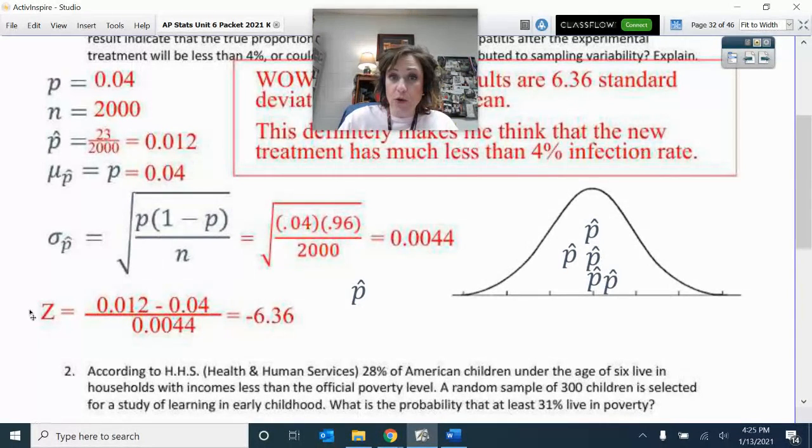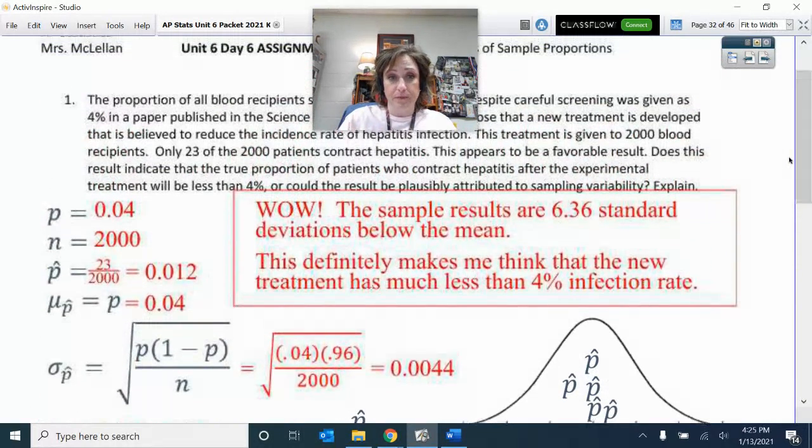Now, when we get our z-score, remember we're doing our p hat minus true p over the standard deviation of p hats. Okay, so question, make sure we answer the question, because sometimes it wants probability, sometimes it's a discussion. So it says, does this result indicate that the true proportion of patients who contract hepatitis after this new treatment is less than 4%? Or could that result just be because of sampling variability?